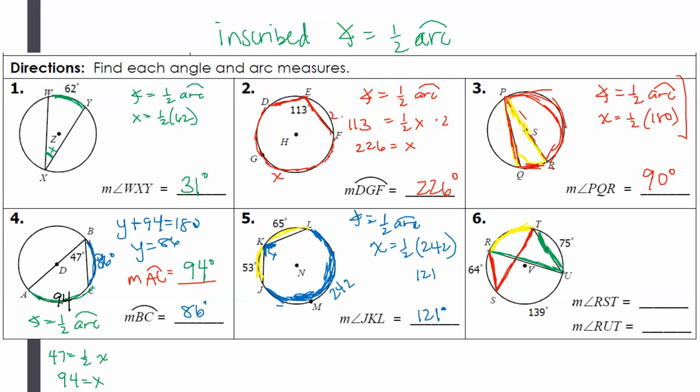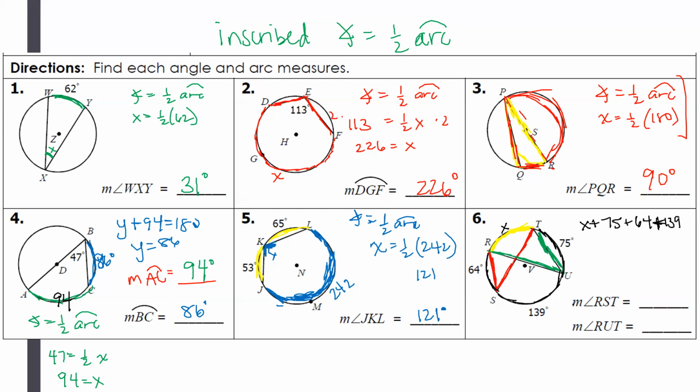Okay, so if we can find the measure of that yellow arc, then we'll be golden. Oh, hey, look, 64, 139, and 75. We already know these three. So the yellow arc plus 64 plus 139 plus 75, they all have to add up to 360. I'm going to call that yellow arc X. Okay, so if you need to see that, here it is.